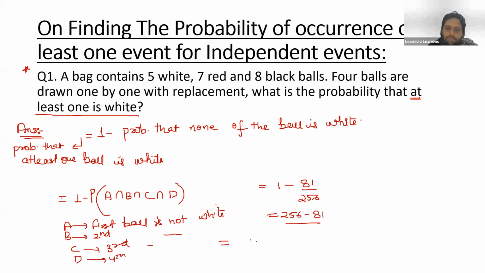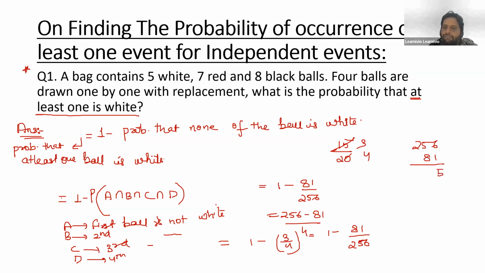So it is equal to 1 minus, what is the probability? Ball is not white. So 8, 7, 15. 15 by 20. So it will give you 3 by 4. So 1 minus 3 by 4 to the power 4. So 1 minus 81 by 256. That's correct. Now subtract these two. 256 minus 81. So this will give you 175 by 256.